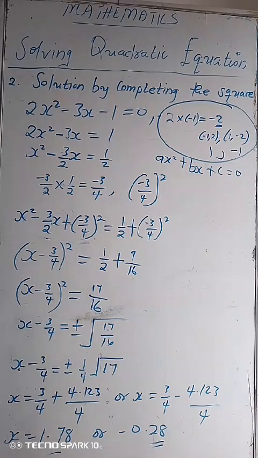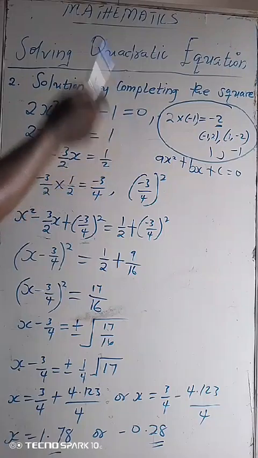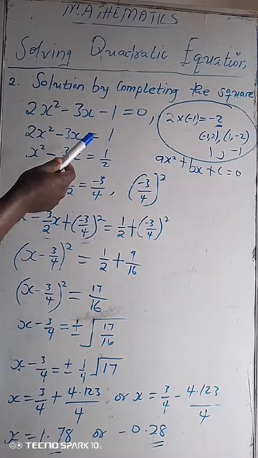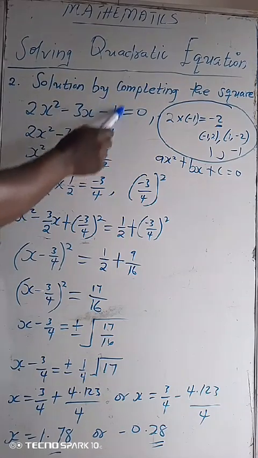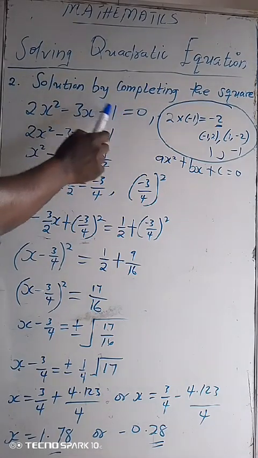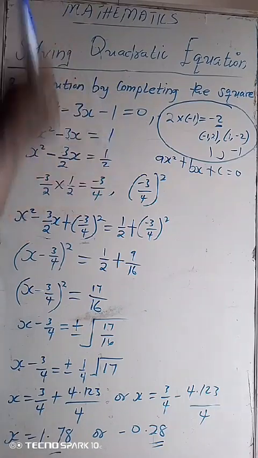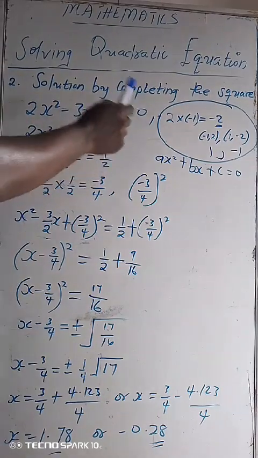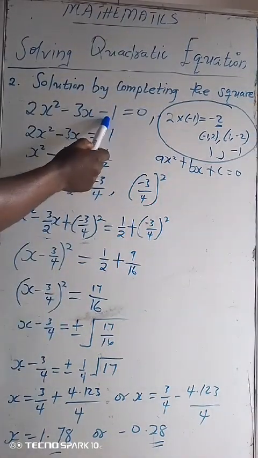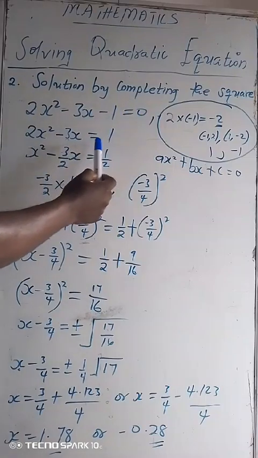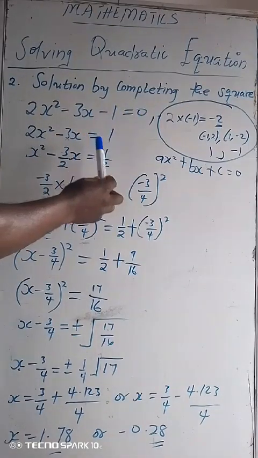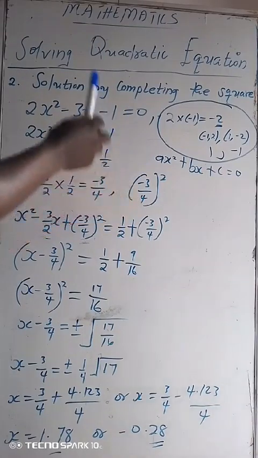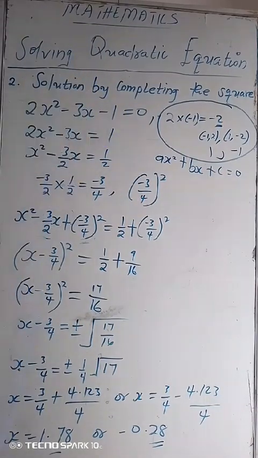So with regard to this method, when you have an equation in this form, all that you have to do is make sure that the constant, which is negative 1, is sent to the right-hand side. The inverse of negative 1 will be positive 1. So when we send the negative 1 to the right-hand side, the answer will be positive. So positive 1 is there.